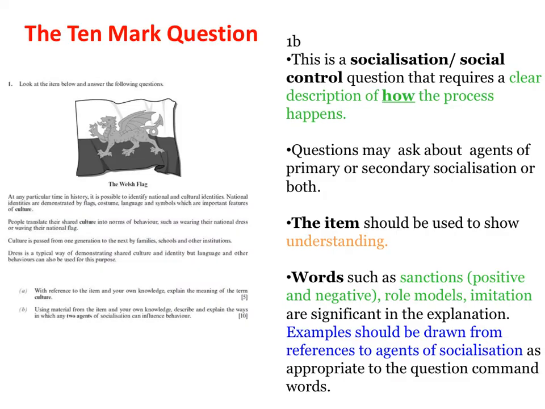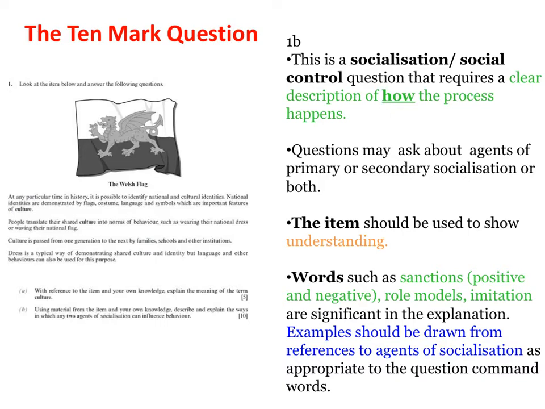So the 10-mark question on the first section of the SY1 exam is always a question on either socialisation or social control. And with this question, you've got to go beyond simply defining these concepts, and you've got to move towards a more detailed description of how the processes of either socialisation or social control actually work.